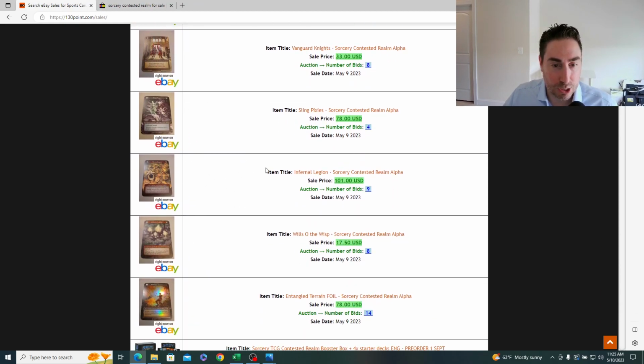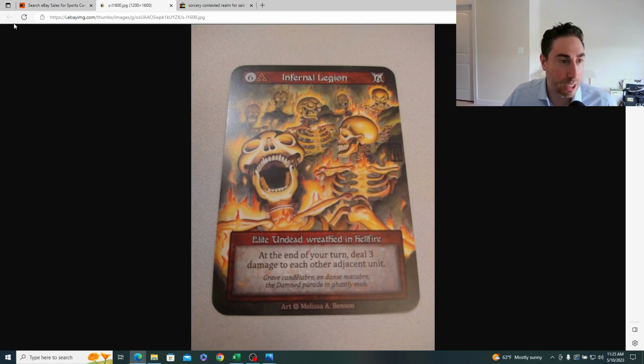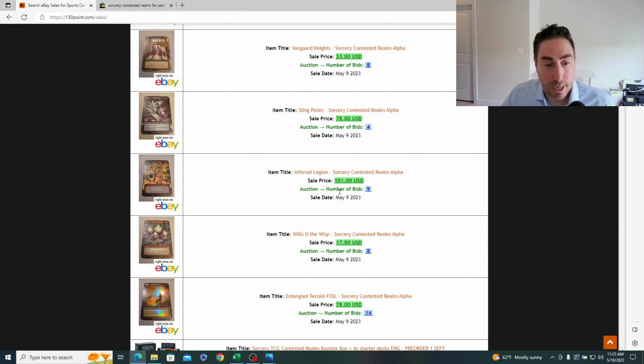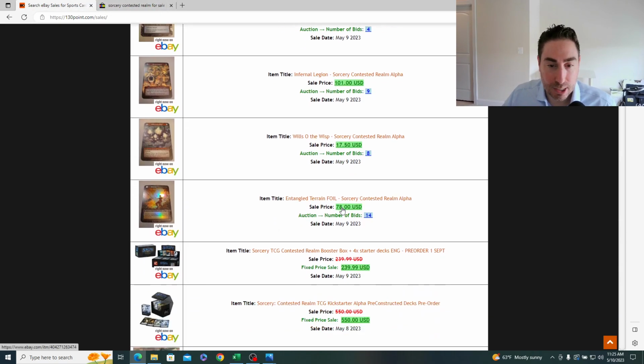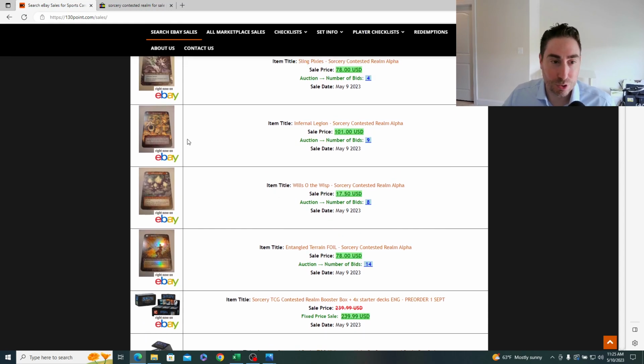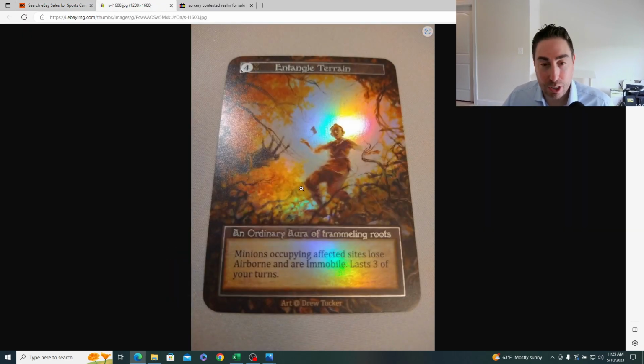Will-O-Wisp, the Infernal Legion was the very interesting one because that got nine bids, $101. And that's an elite, right? But a non-foil elite, so they're not all that rare particularly. And then you had the foil card, and that landed at $78. So it's interesting that this Infernal Legion non-foil elite sold for more than the foil card. And the foil card is quite rare because there's one in four packs. You can get it at any rarity, even at an ordinary rarity. There are 400 cards in a set, a lot of ordinary cards. So that is a pretty interesting data point, right?